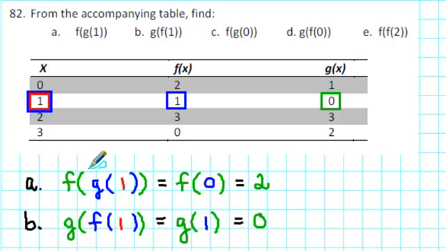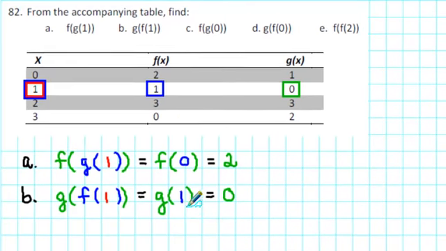Notice that function composition is not commutative. In other words, when we switch the order of f and g, we can end up with different results.